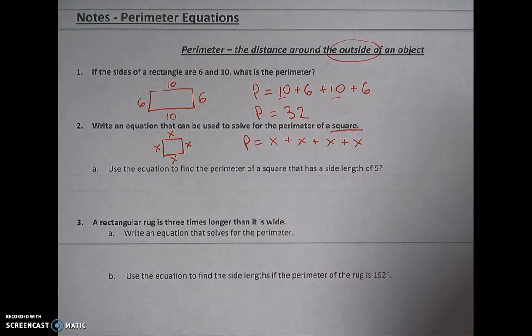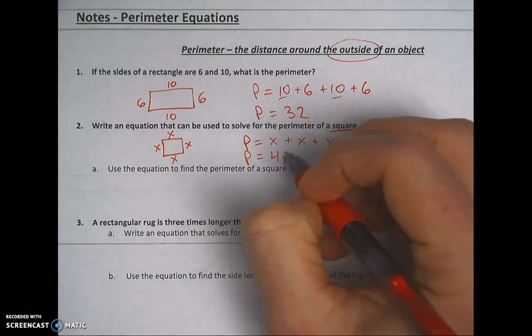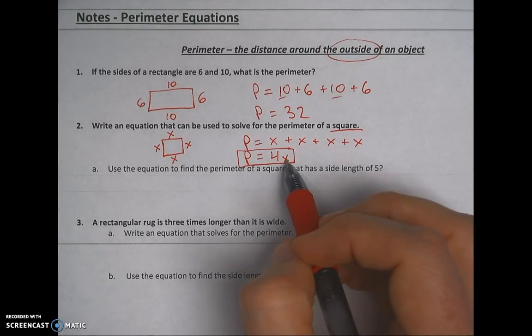And ideally you want to simplify that. We don't want x plus x plus x plus x. You just want to write p equals 4x. That's the equation. There's an equal sign. Equation for the perimeter of a square, because you're going to take whatever the side length is and you're going to times it by 4.